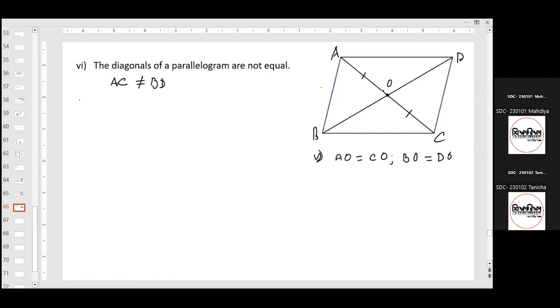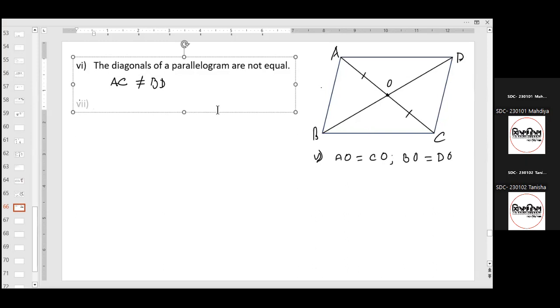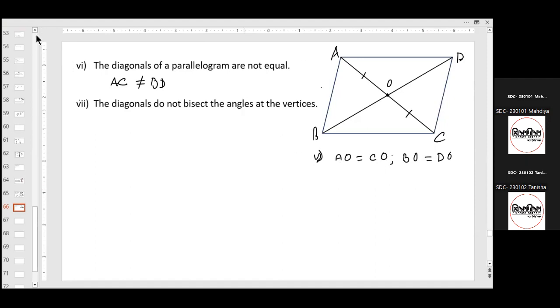So AC is not equal to BD. This is important. And the next information is: the diagonals do not bisect the angles at the vertices, right? Each time we draw a diagonal, in order to draw it we connect vertices which are not consecutive, as A and C are not consecutive vertices, right?